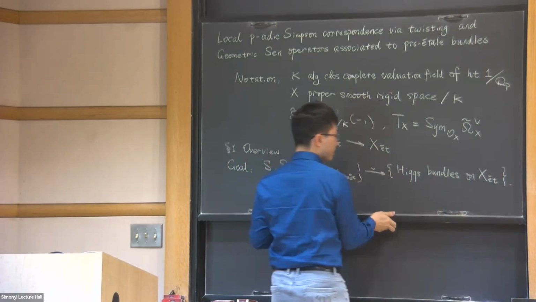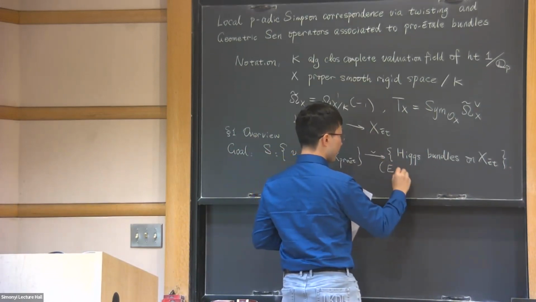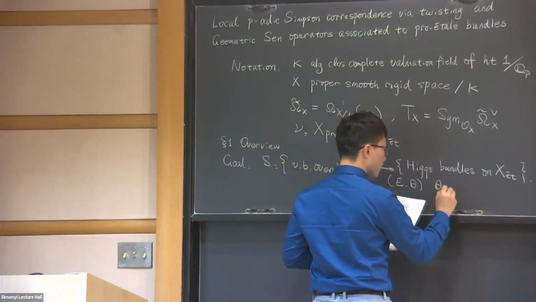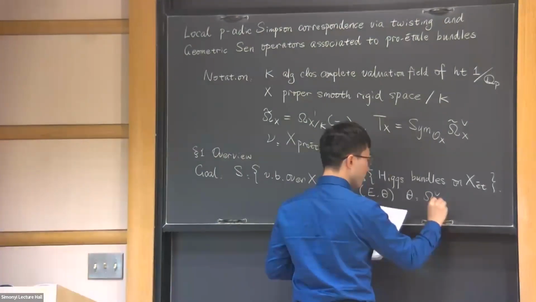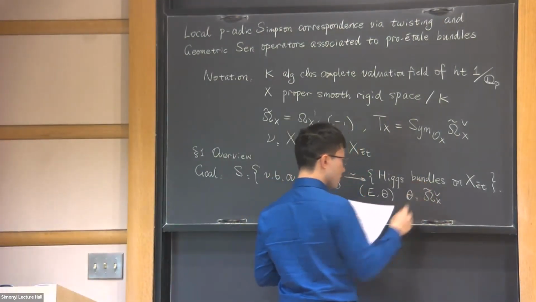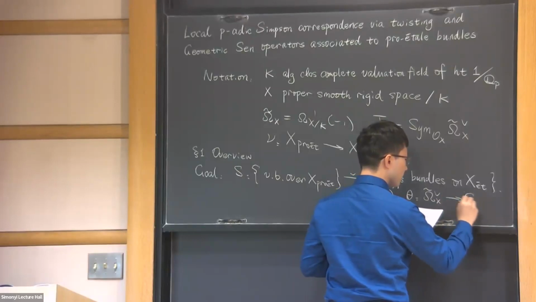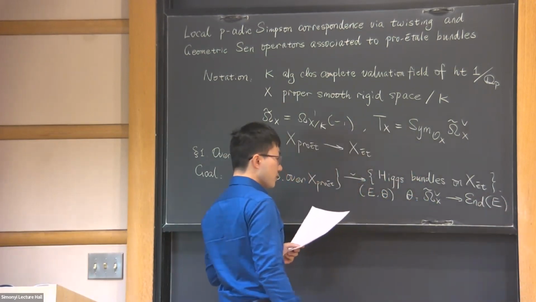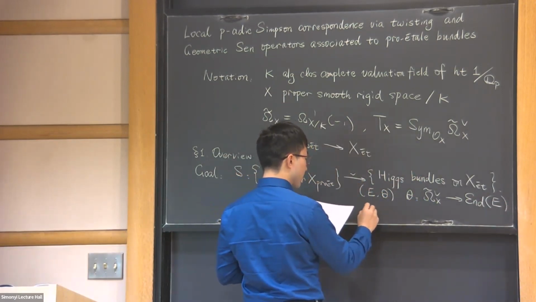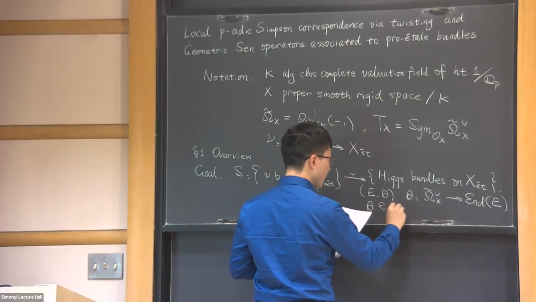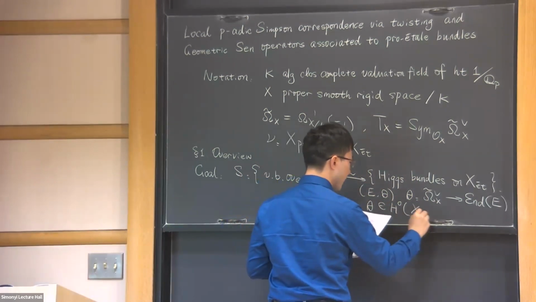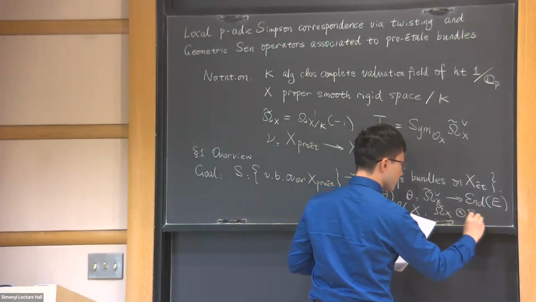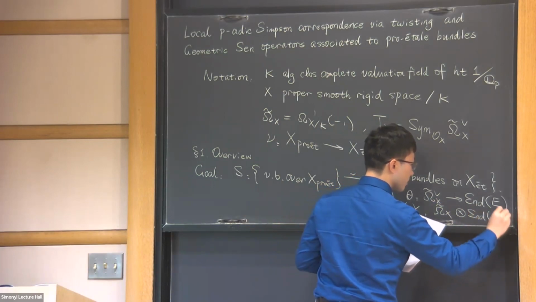Recall that a Higgs bundle is a pair (E, θ) where E is a vector bundle over X, and θ can be regarded as a homomorphism from the dual of the differentials to the bundle of endomorphisms of E. So we could also regard θ as a global section of Ω_X tensor with this bundle of endomorphisms of E.